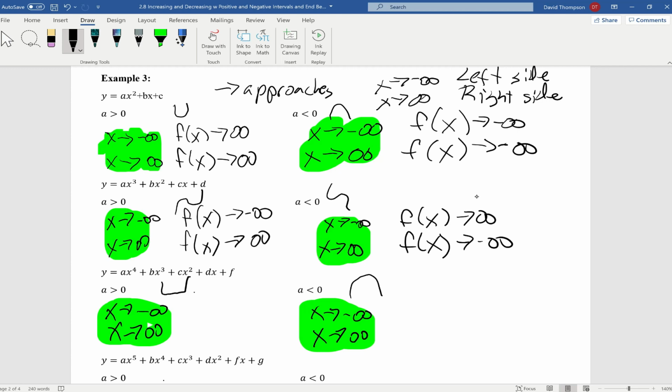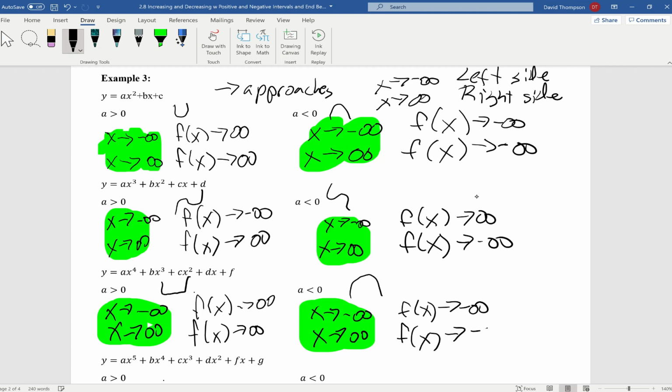So on the left side, as x approaches negative infinity, it's the same as the ax squared plus bx plus c. It's going to be f of x approaches positive infinity. On the right side, or as x approaches positive infinity, we can say f of x also approaches positive infinity. And when a is less than 0, or when it's upside down, as x approaches negative infinity, we're going to say f of x approaches negative infinity. And on the right side, or as x approaches positive infinity, f of x is also going to approach negative infinity.